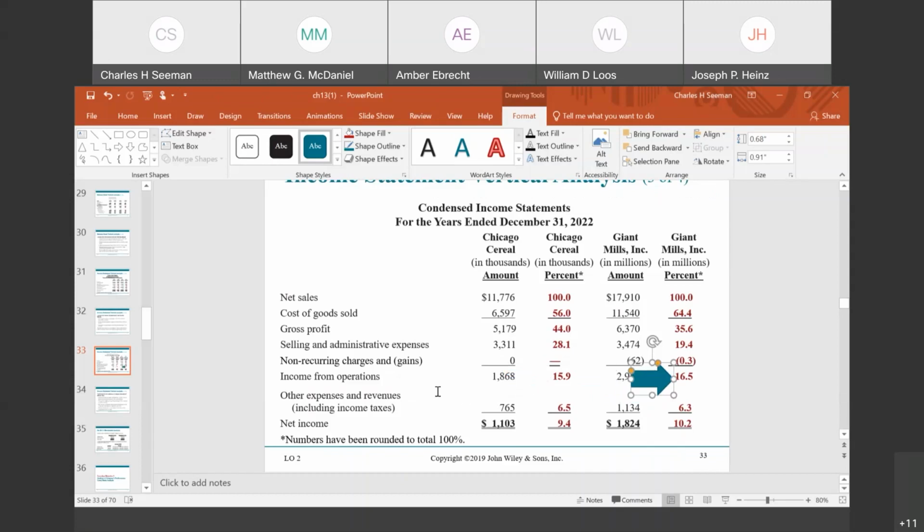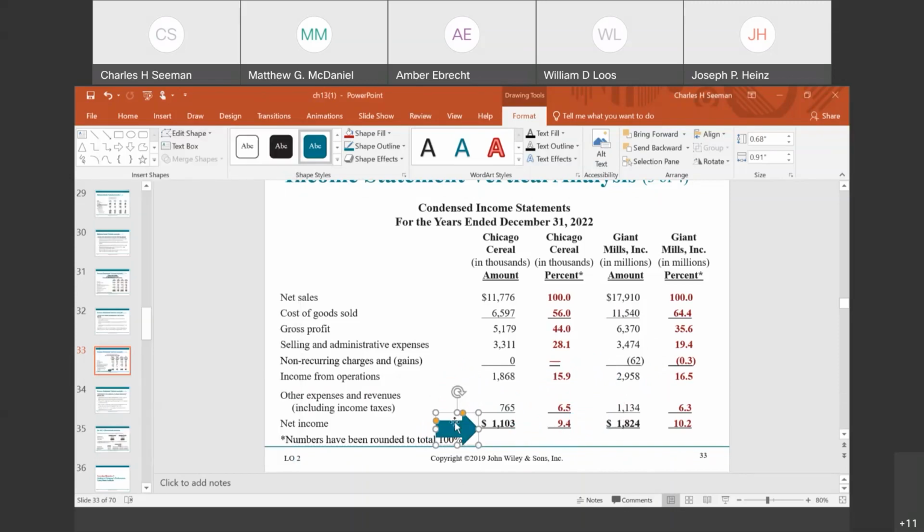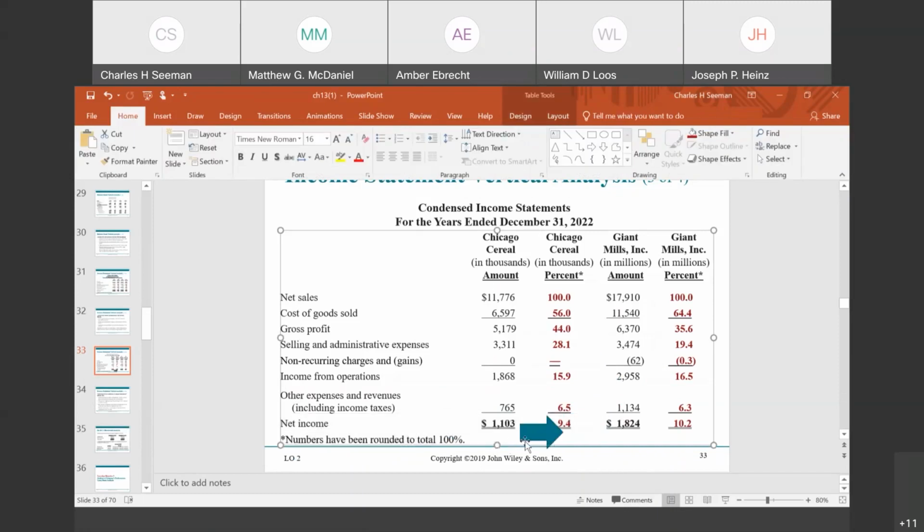And then net income's the same thing. So we take 1,868, subtract 765 from it, we get 1,103. 2,958 minus 1,134 gives you the 1,824. We divide the 1,103 by the 11,776, and that's how they get the 9.4%. Subsequently, you also do the same thing for Giant Mills.